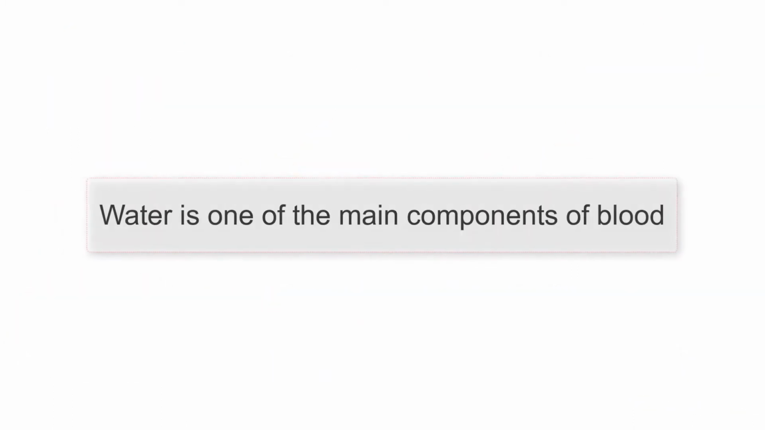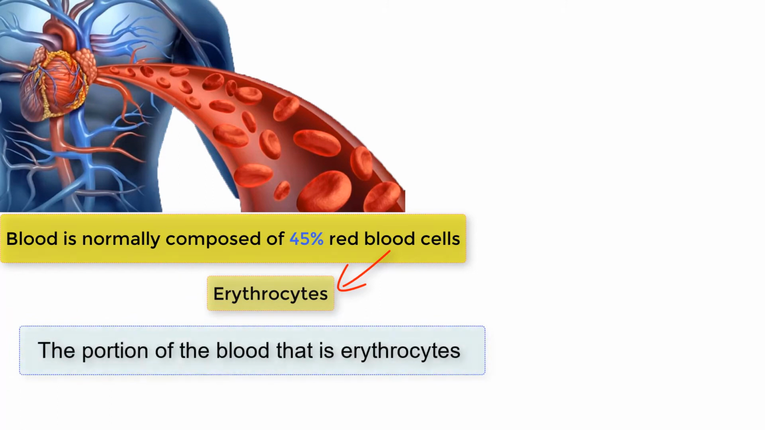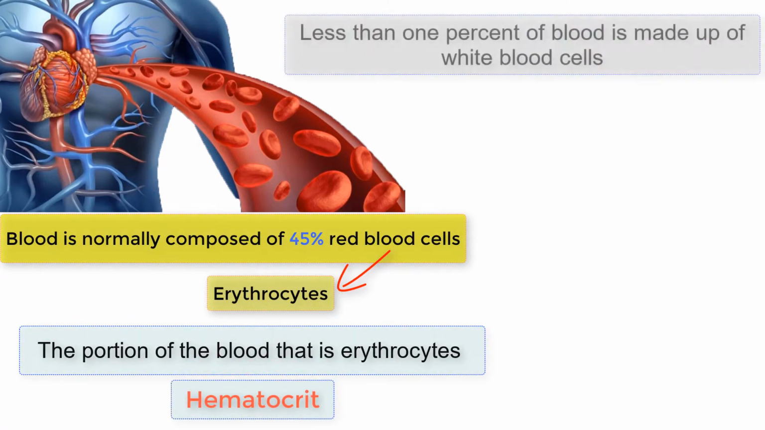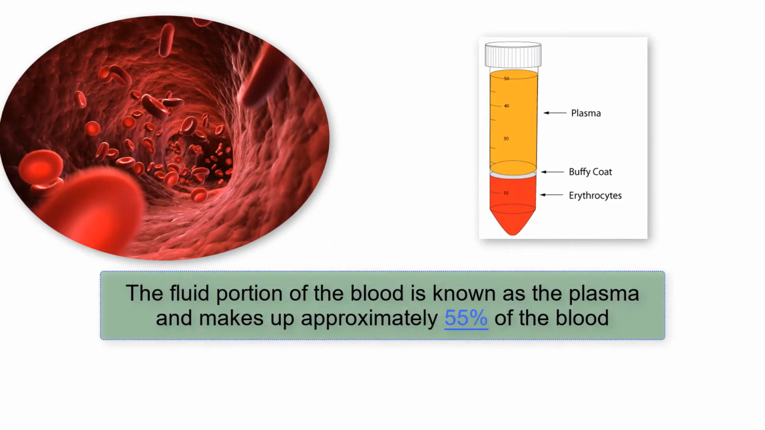Number 2. Water is one of the main components of blood. In a healthy individual, blood is normally composed of 45% red blood cells, also known as erythrocytes. The portion of the blood that is erythrocytes is known as the hematocrit. Less than 1% of blood is made up of white blood cells, which is also known as the buffy coat. The fluid portion of the blood is known as the plasma and makes up approximately 55% of the blood.